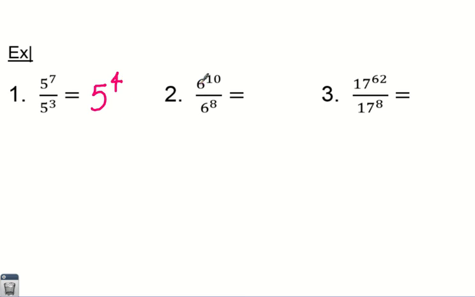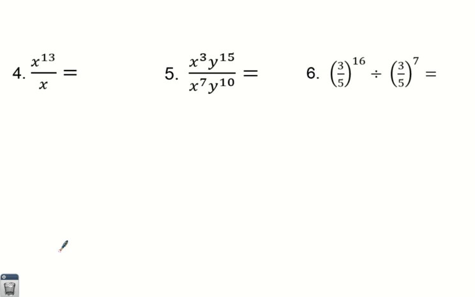Again, same base, so you can subtract the powers and just get 6 to the 2nd power, which is 36. Number 3, again, same base divided by the same base, so we can subtract the powers and get 17 to the 54th power, I do believe. Huge number, but let's just leave it as that.